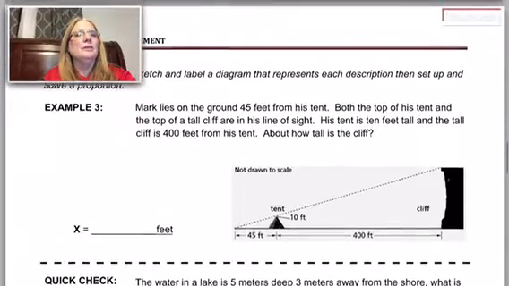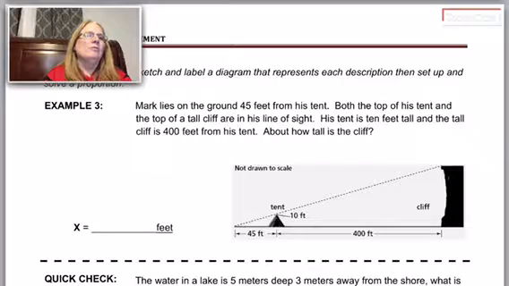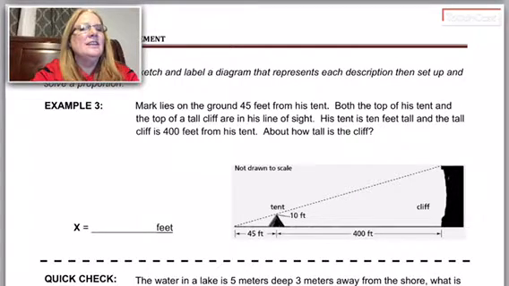Now example 3. Mark lies on the ground 45 feet from his tent. Both the top of his tent and the top of a tall cliff are in his line of sight. His tent is 10 feet tall, and the tall cliff is 400 feet from his tent. How tall is the cliff?